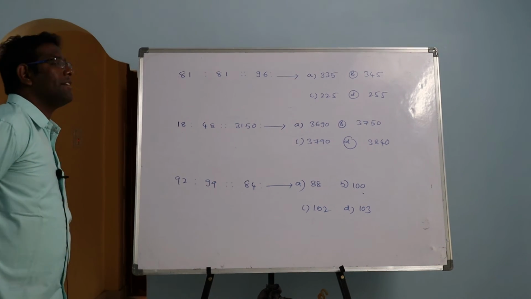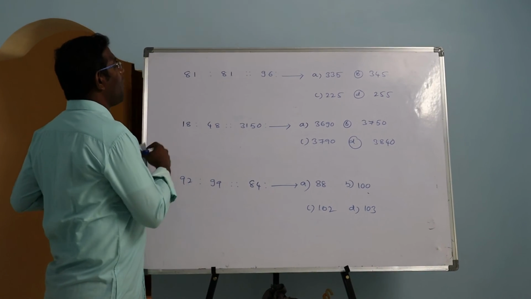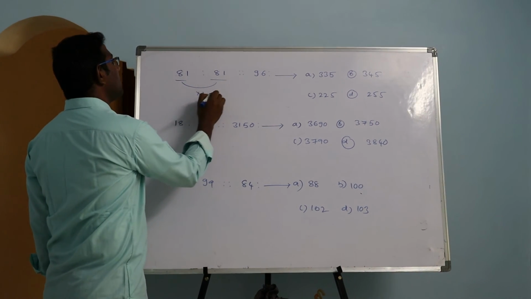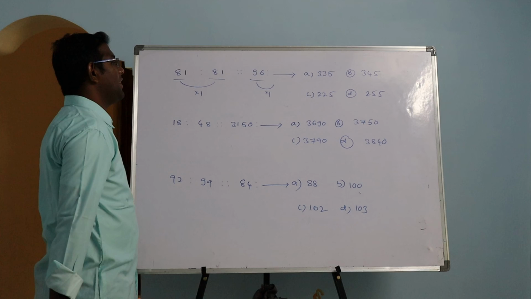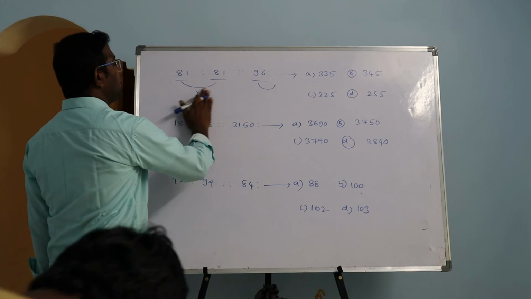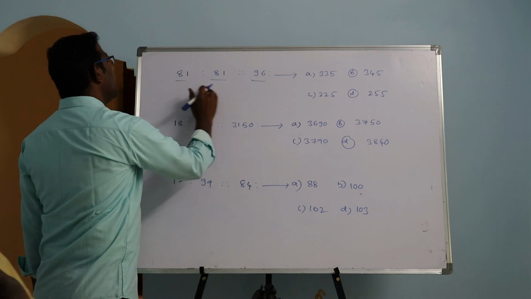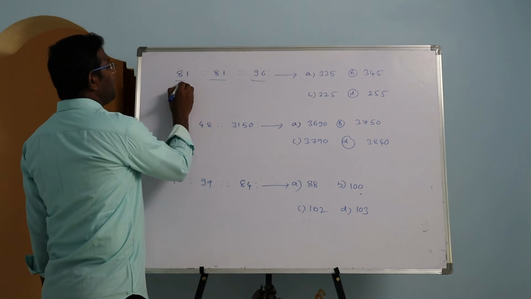81 belongs to 81. How is it possible, sir? 81 ones are how much, sir? 81. 96 ones are how much, sir? 96. Is 96 there in the options? No, sir, 96 is not in the options. That's why we do it another way. 81 is 81, how is it possible?